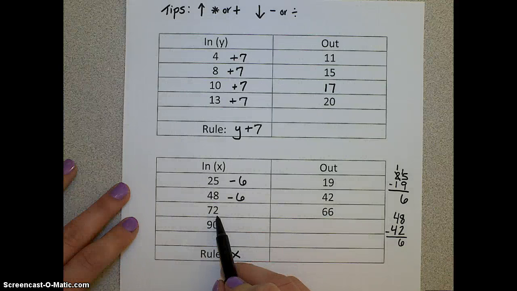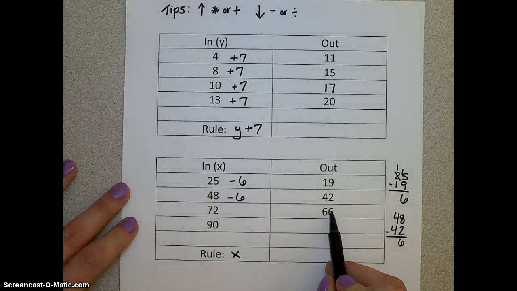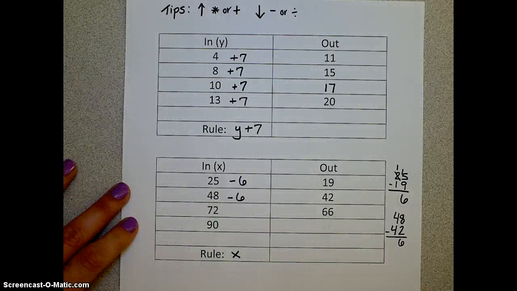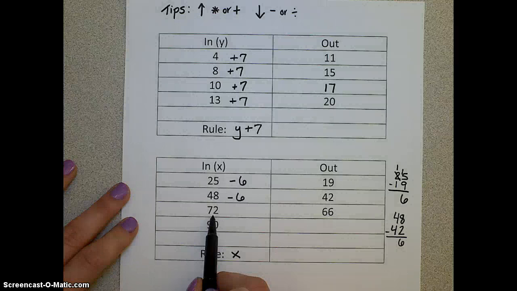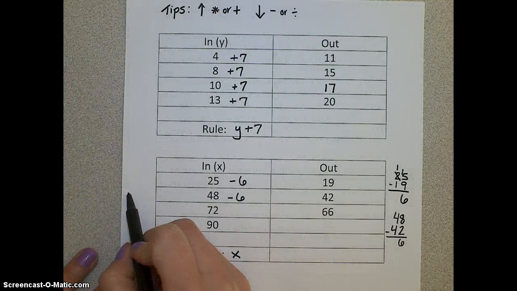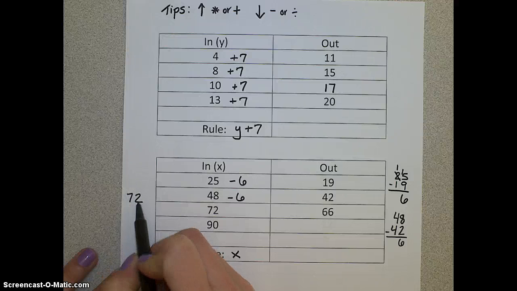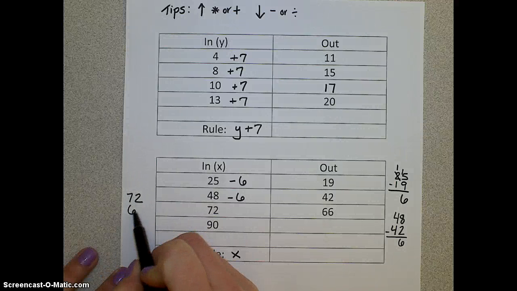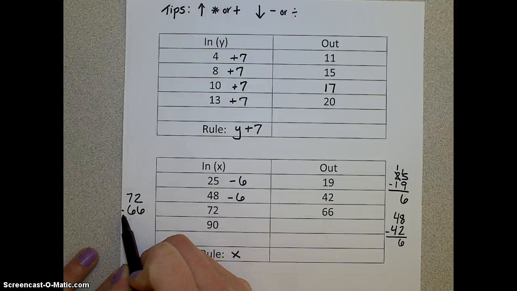Checking it again, need to make sure what we have right there. Next, I have in is 72, out is 6. I'm going to use the margin over here. 72 goes in as 72, comes out as 66. Let's make sure my rule still applies.